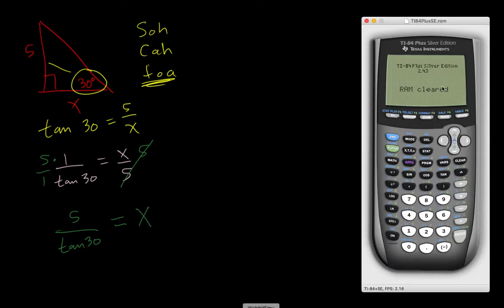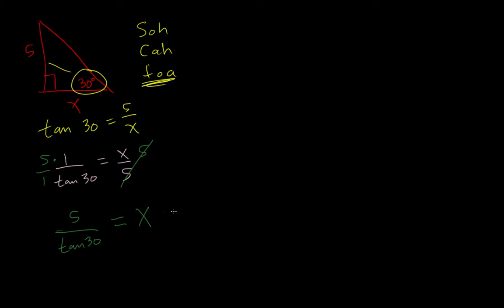So now we just need to come to our calculator, do 5 divided by tangent 30. Now if I just type this in, I'm actually going to get the wrong answer because I didn't change my calculator into degrees. But now if I do it, 5 divided by tangent 30, I get 8.66. So that's approximately 8.66. And so that would be the length of this side of the triangle.